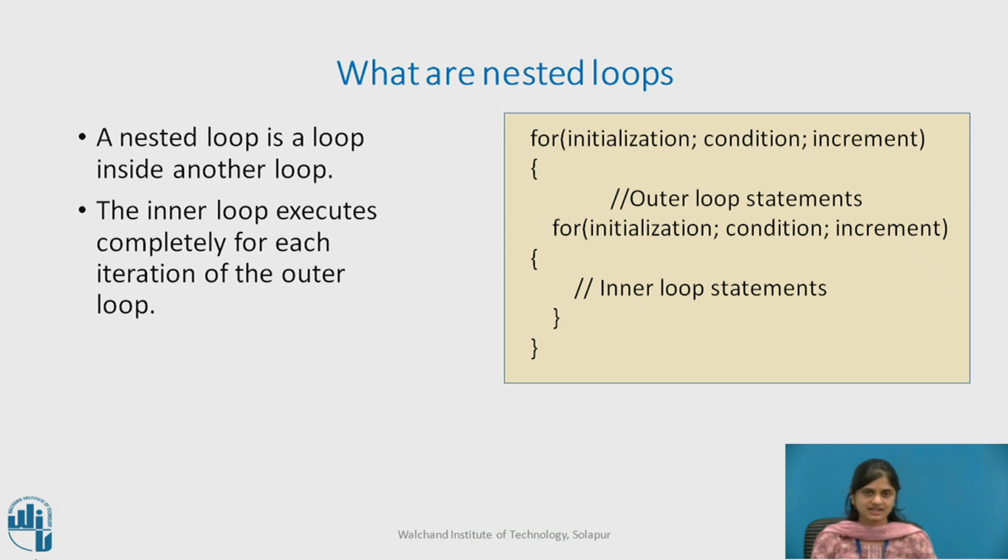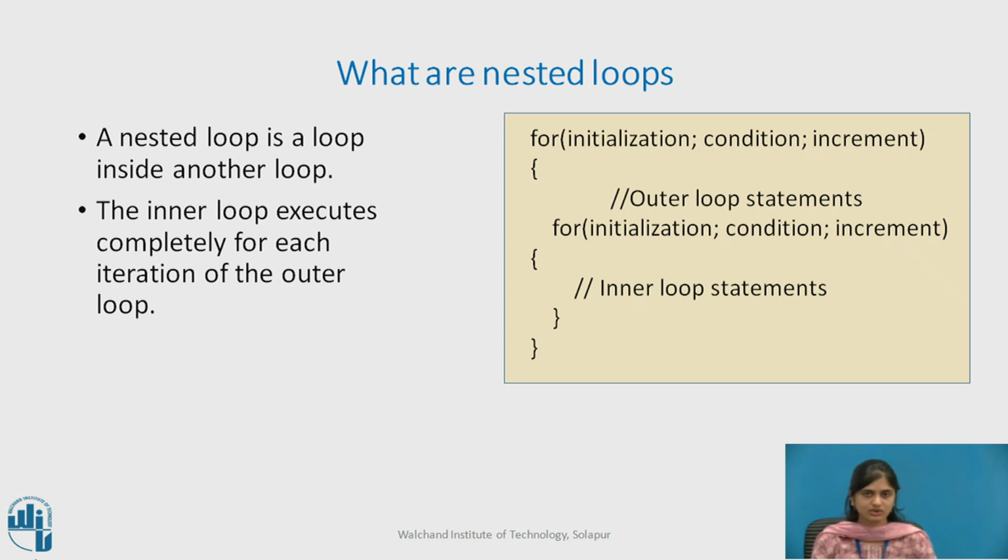After that, the initialization for the inner for loop will take place. Next, the condition for the inner for loop will be checked. If the condition is true, the inner for loop statements will be executed. Next, it will go to the increment or decrement operation of the inner for loop. After that, the condition for the inner for loop is checked again. So this process will repeat until the inner for loop condition is false.